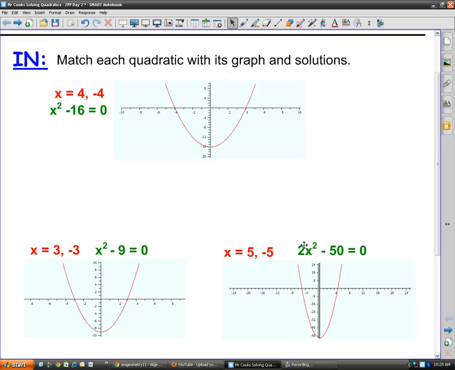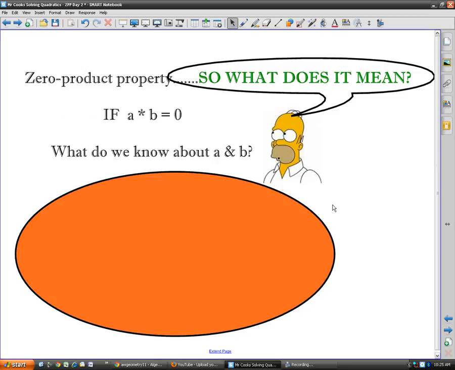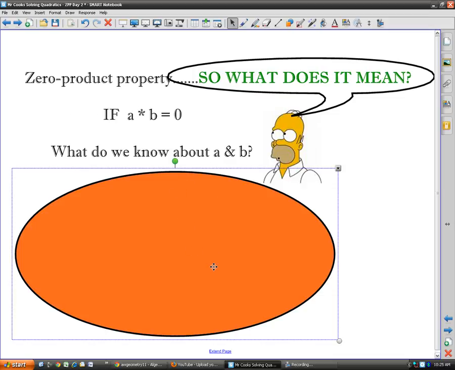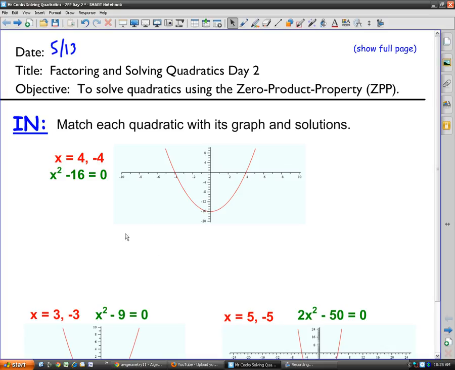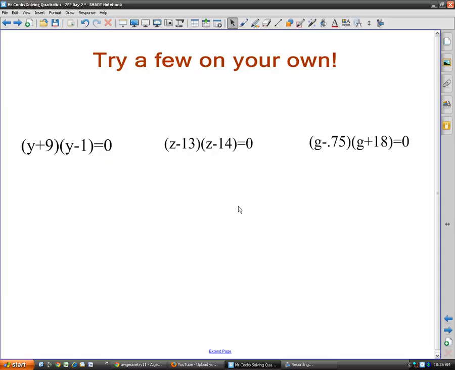All of this you could have done with the transformations, and that's basically what we're going to be doing today. So what is the zero product property? What it means is if we take A times B, then it has to equal 0. And so either A is 0 or B is 0. Could they both equal 0? Yeah, they could. That's how we're going to be solving these. We're going to use that to find out where we're crossing the x-axis. Remember, all of this stuff that we're doing today is based on where the graph crosses the x-axis.